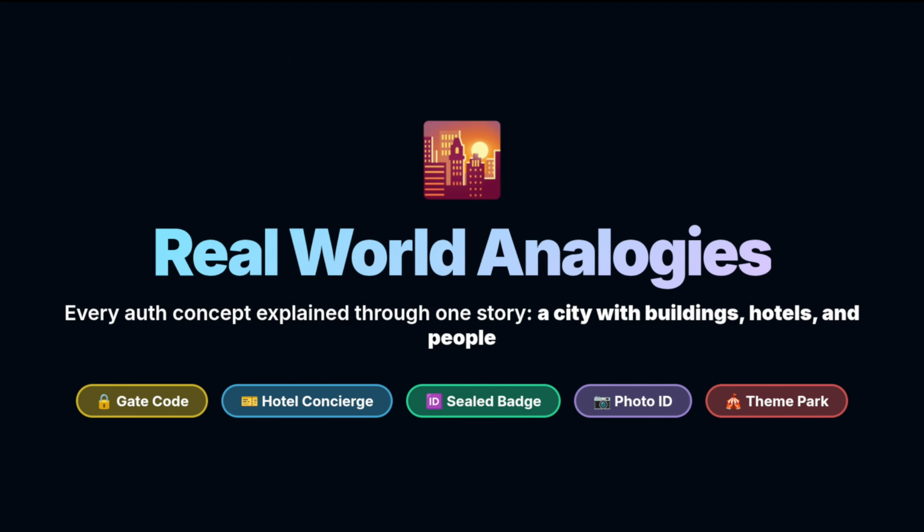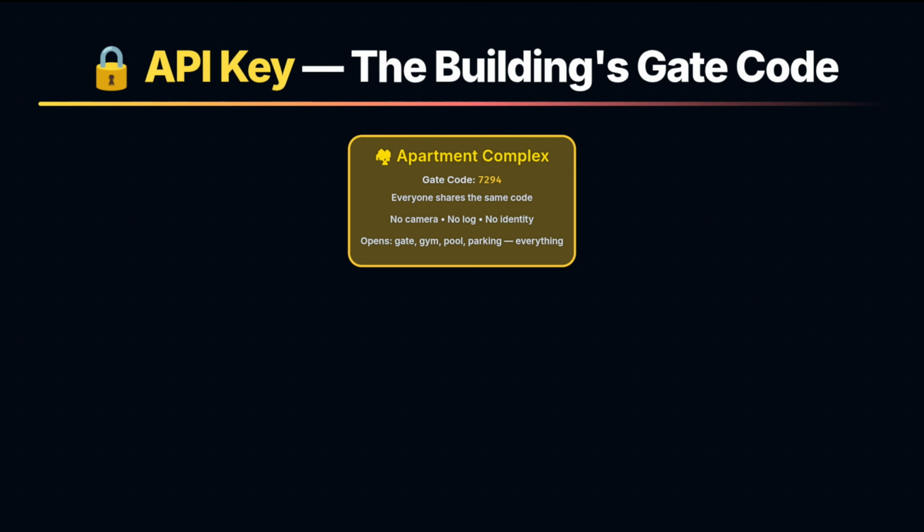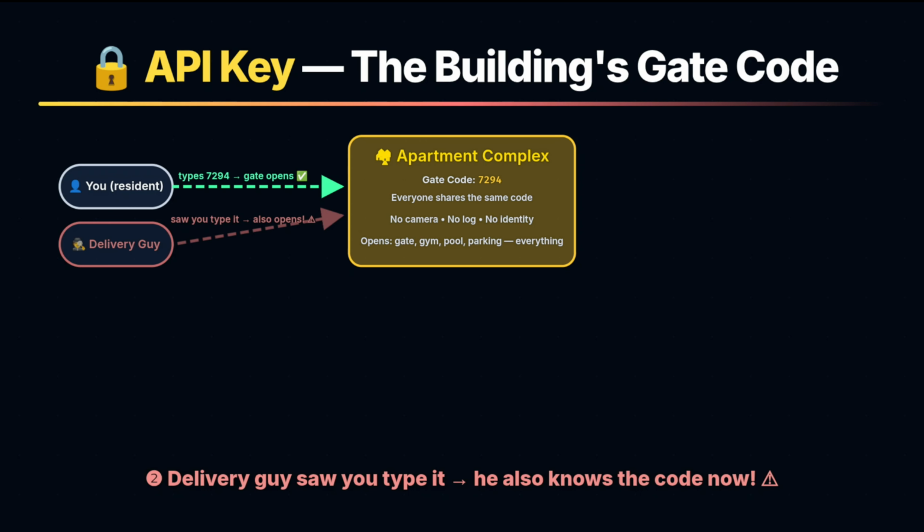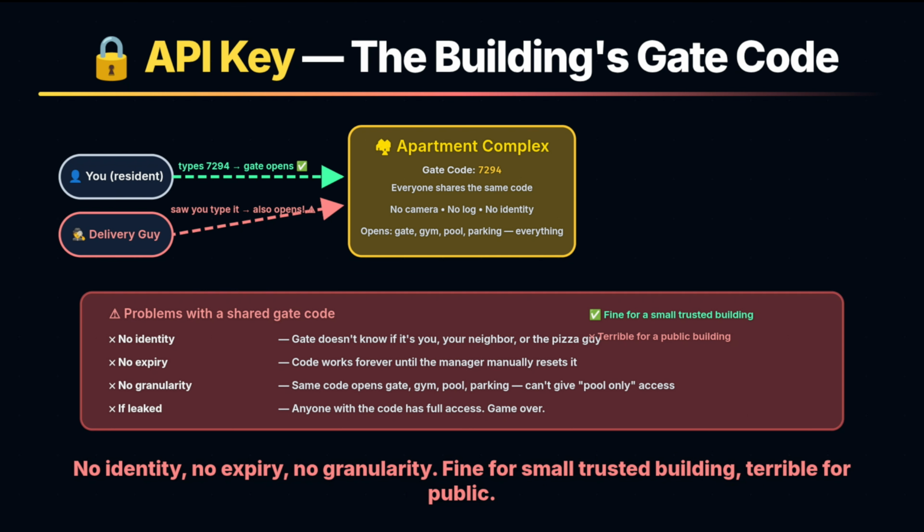Let's start. The first method is API key, the simplest and the weakest. You can think of it like a building's gate code. You live in an apartment complex, and the front gate has a 4-digit code. Everyone in the building shares the same code. One day, a delivery guy saw you type it, and now he knows the key as well. There is no camera, no log. The gate does not know if it's you or the pizza guy or your neighbor. That's an API key. One shared secret, no identity, no expiry.